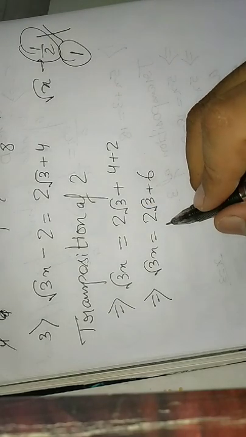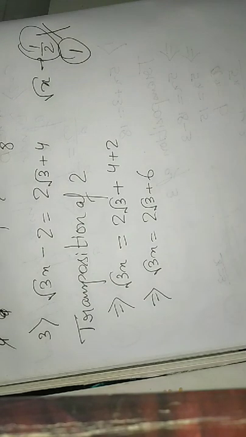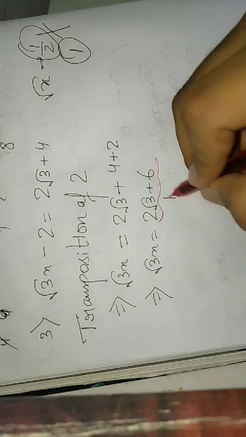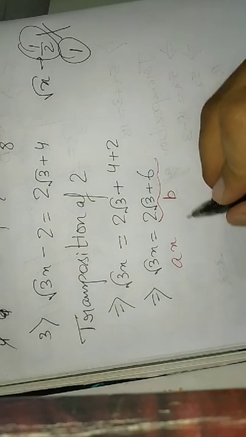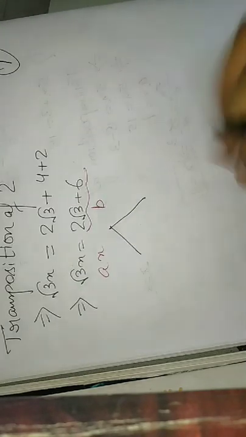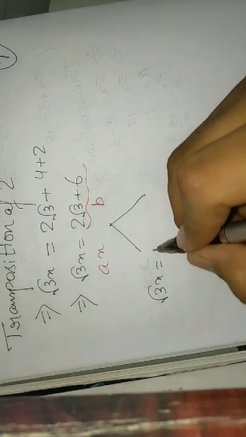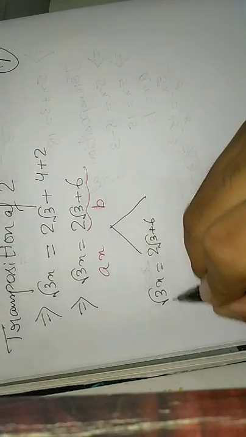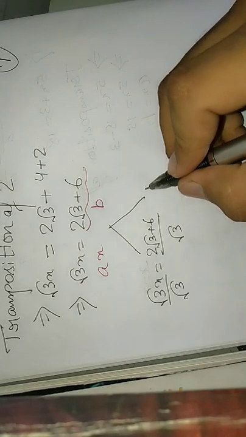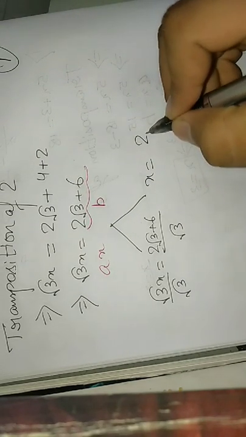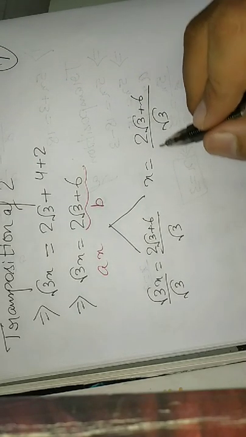Okay, now what happens? 2 root 3 plus 6, but here a root 3 is there. Again this entirely is a constant, and this is b, and this is ax. Again I got the same process, right? So this can be done in two ways. One, you will divide both the sides by root 3, or x is equal to 2 root 3 plus 6 by root 3, right? Same process, interpretation is different.